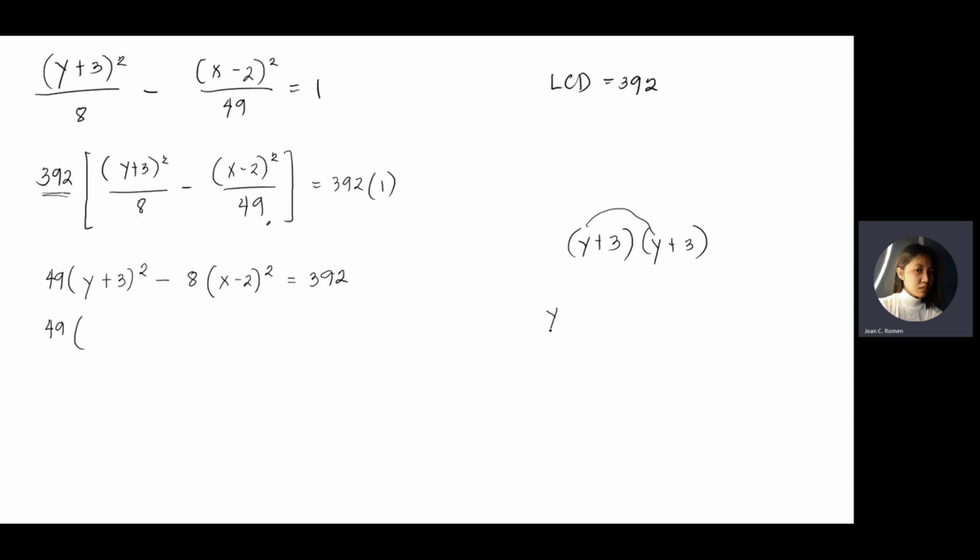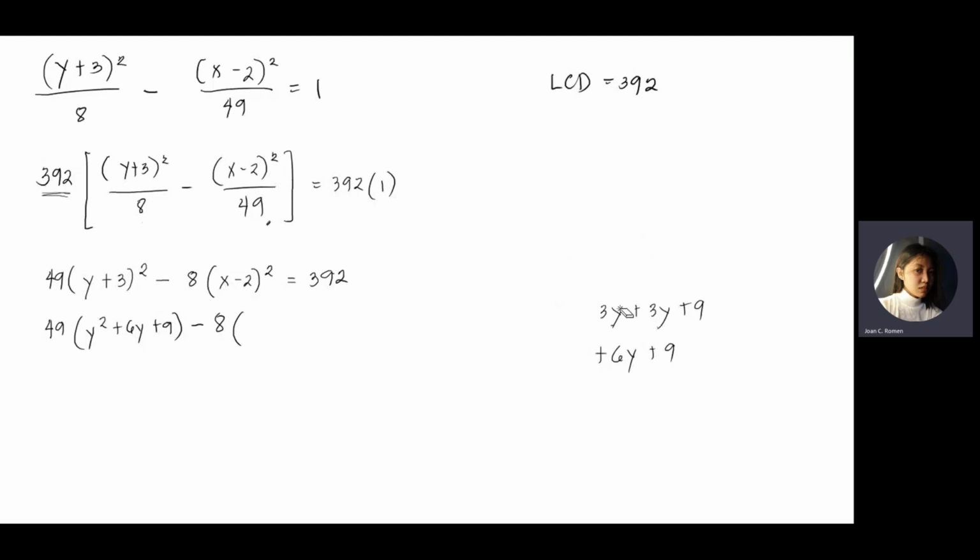So, y times y is y squared. Y times 3 is 3y. 3 times y, positive 3y, and 3 times 3 is positive 9. Combining like terms, so this is y squared plus 3 plus 3, 6y plus 9. So now, (y plus 3) squared is equal to y squared plus 6y plus 9. Okay? Then minus 8 multiplied by, again, expand (x minus 2) squared.